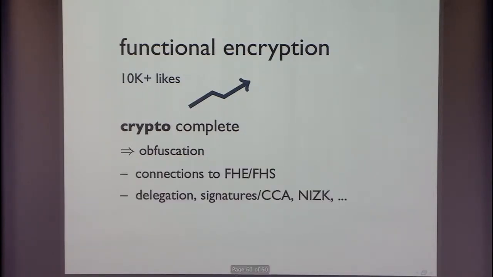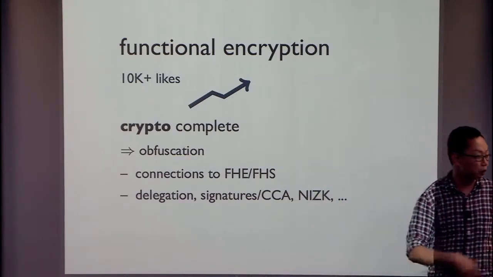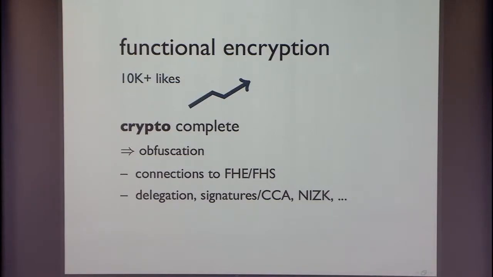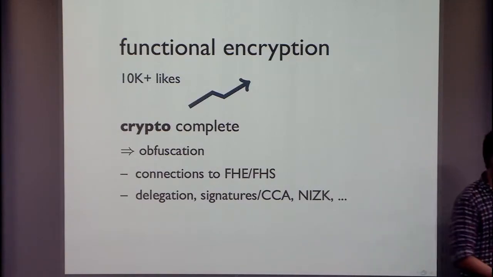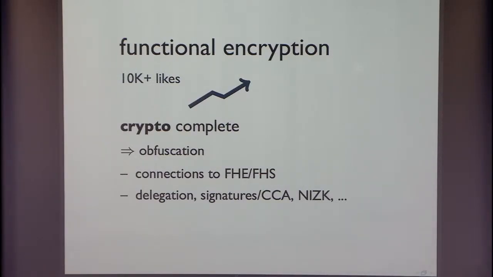In fact, there's some sense in which the techniques developed in the context of functional encryption have already had a huge impact on cryptography outside of functional encryption itself. Today we have seen connections to fully homomorphic encryption and fully homomorphic signatures. One thing none of us talked about today is using techniques from functional encryption to give you delegation, signatures, CCA, NIZK, and so on and so forth. I hope our talks have motivated some of you to start thinking and working on functional encryption, and I look forward to the next 5 years of functional encryption. Thank you.